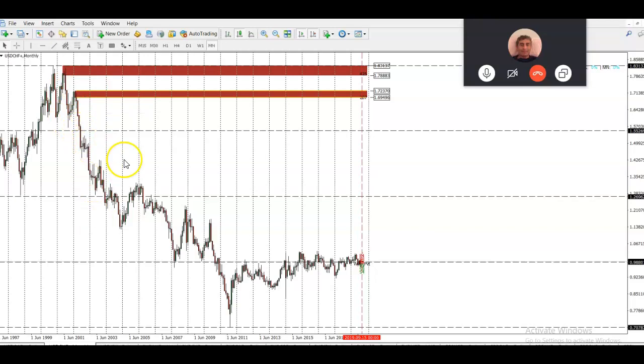What do they do it for? To just make money. Hedge their positions or make money over time, depending on how the currency's doing, how the economy's doing. You can see the dollar was very high before this. 2001 was the dot-com bubble.